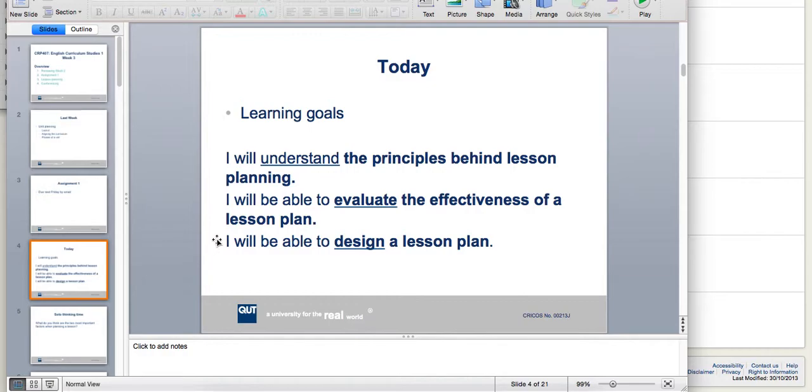And lastly, I want you to be able to design a lesson plan. Obviously, you'll need to do that in your lesson plans for your assignment 1. And that's something very practical that you'll have to do in a few short weeks when you're out on prac, and of course in your teaching career.